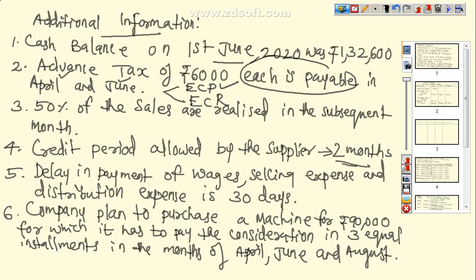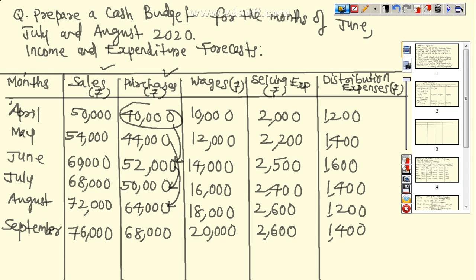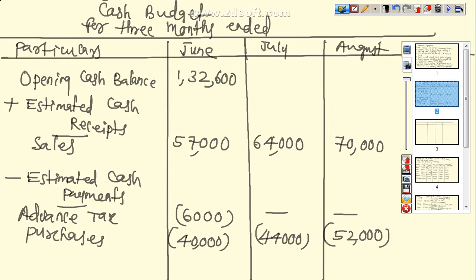Now next transaction, delay in payment of wages. Sometimes it may be written as lag in payment. Wages, selling expense and distribution expense, how much delay do we get? 30 days, means 1 month. Means the payment of April we have to pay in May, the payment of May we have to pay in June, and this one we pay in this month, this one we pay in this month, like this. So for the three categories the same adjustment, so we write it here.